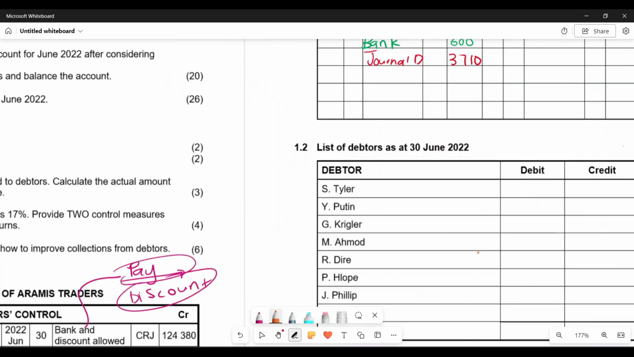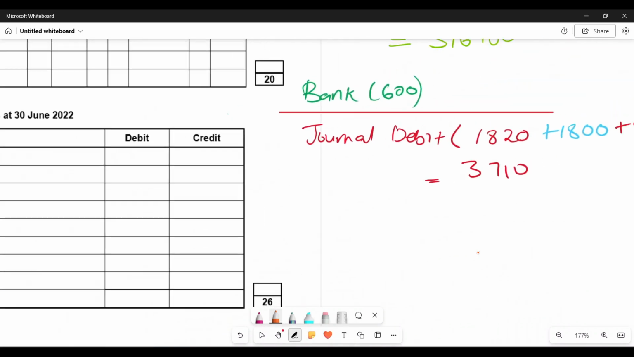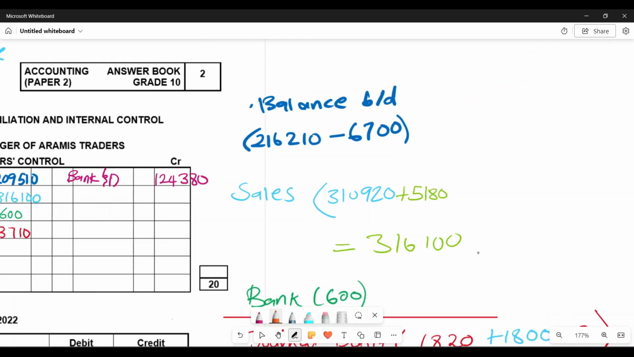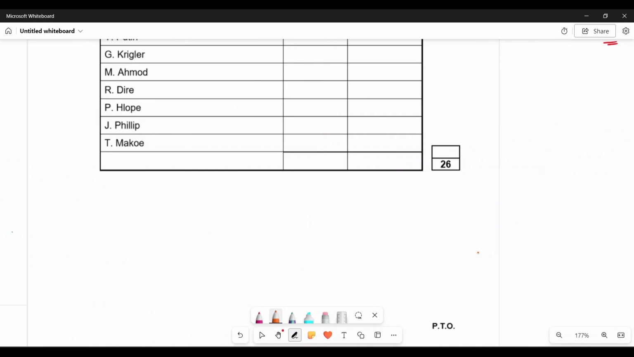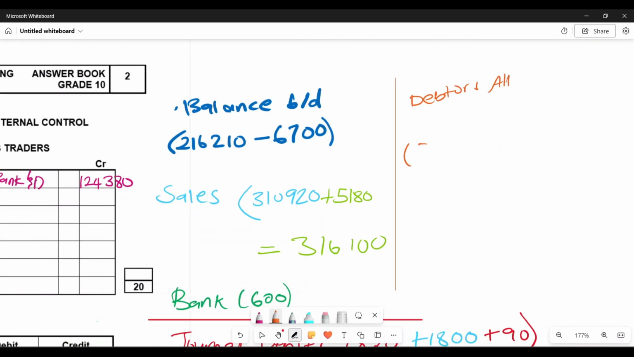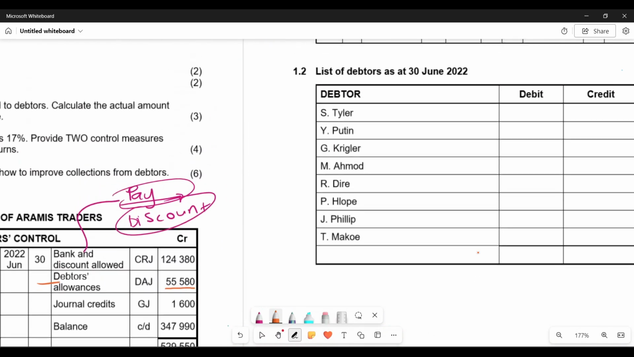Now, let me look for other transactions or line items, my debtors allowances. I think I saw something on debtors allowances, right? So as a result, I'm going to write it here. Debtors allowances. Now, what is the initial balance that I'm given on debtors allowances? 55,580. Now, let me see if there's any transaction. I think I saw one transaction relating to my debtors allowances.